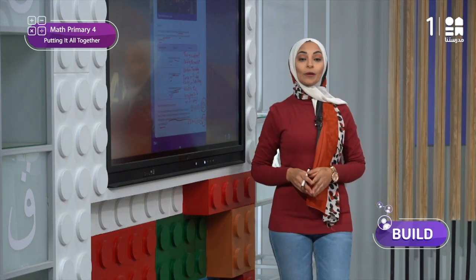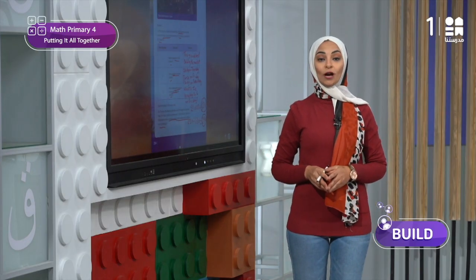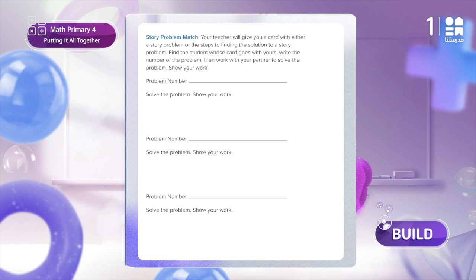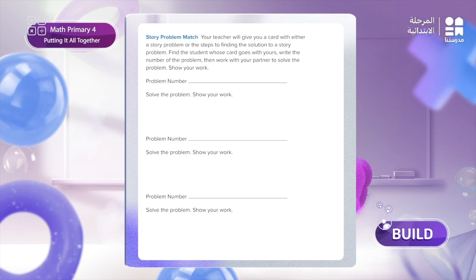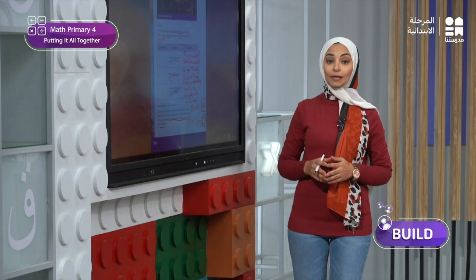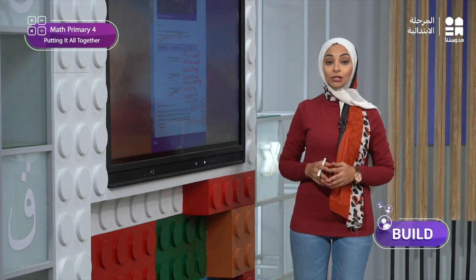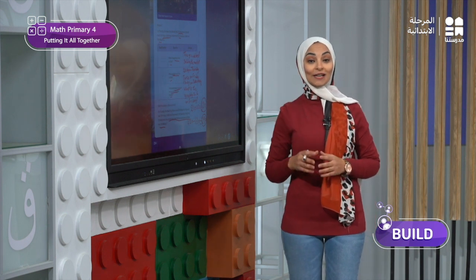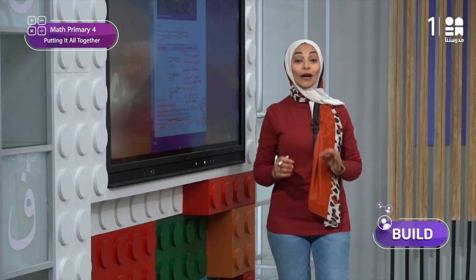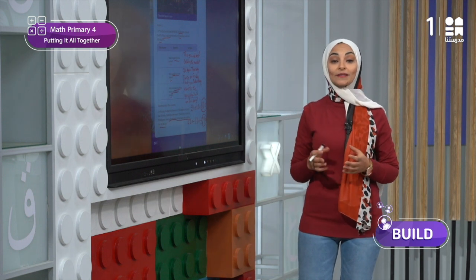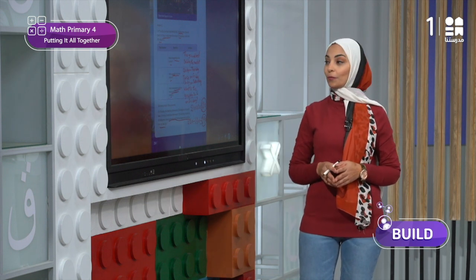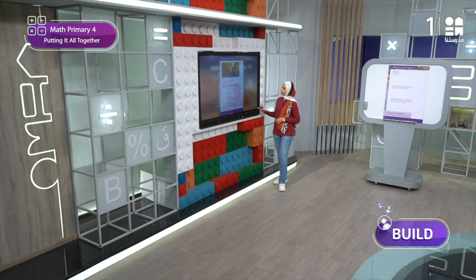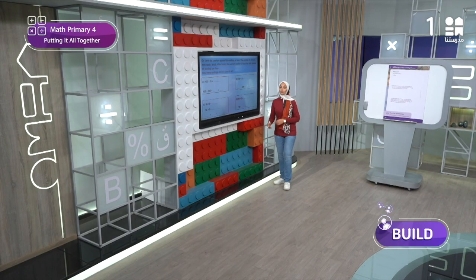Now in story problem match on page 295, we will solve 2 problems. There is a set of answers for each problem. For each problem I will find a set of answers. By applying the reading strategy that we learned from the last activities, we will choose the correct answer and complete its steps. Let's see problem number 1. Here is problem number 1.